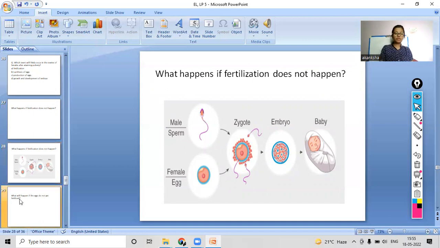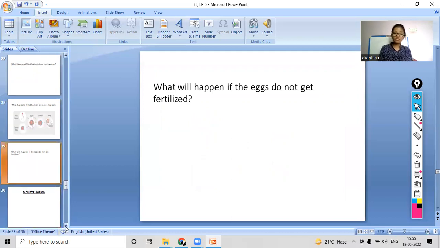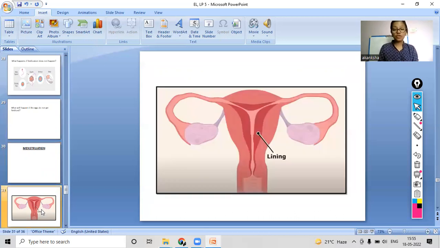These are some possibilities that will happen if fertilization does not occur. Now we'll see some more details. What will happen if the egg does not get fertilized? This is the same question again. Now we will see what happens in this process. What is the process written on your screen? Yes, very good, that is menstruation. Now we will see the process of menstruation in detail.